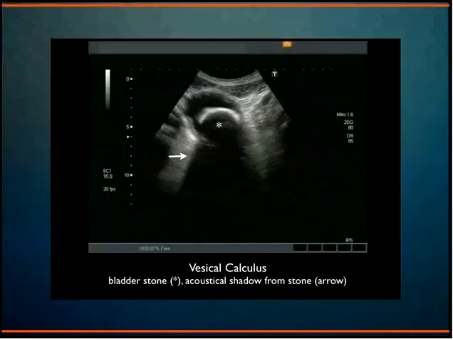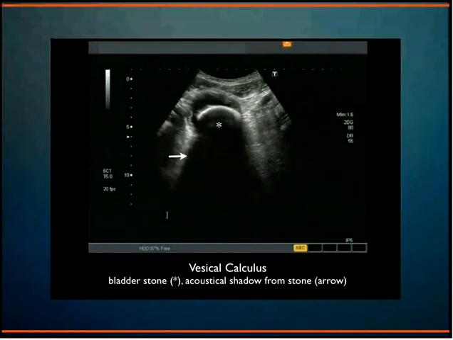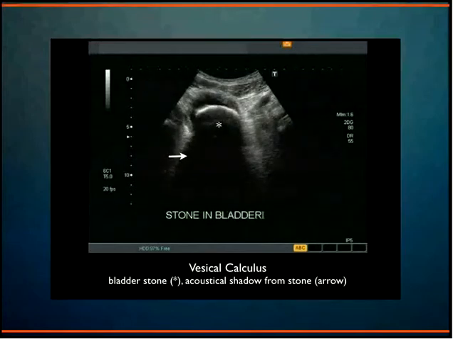This is a 69-year-old otherwise healthy female who had urinary urgency for 6 months. You can see within the lumen of the bladder there is an echogenic calculus which represents a bladder stone. There's acoustical shadowing seen posteriorly from the stone.